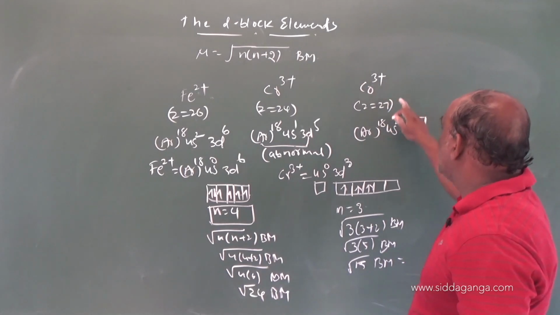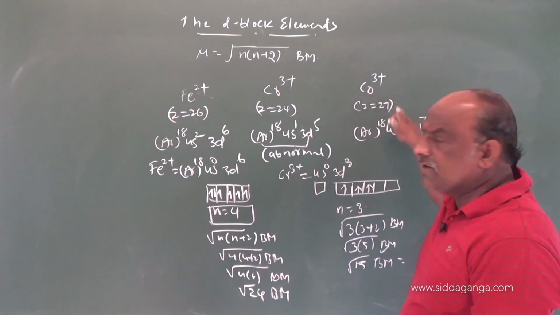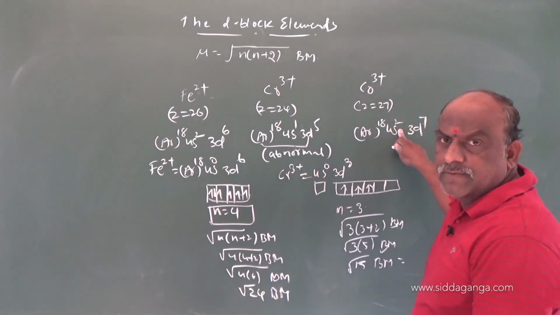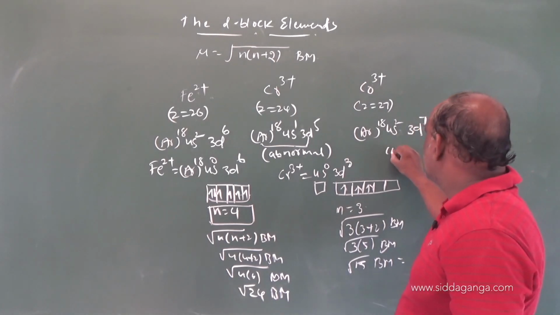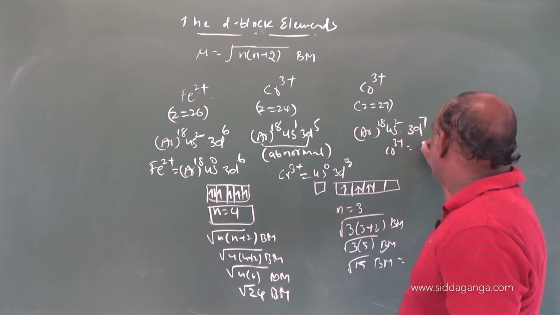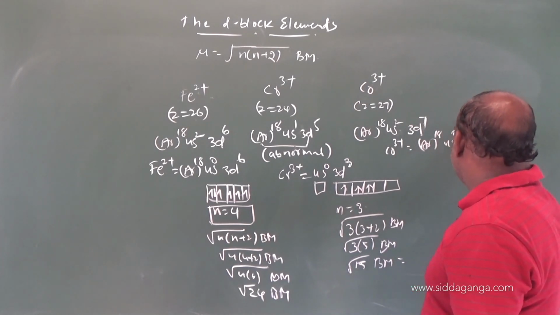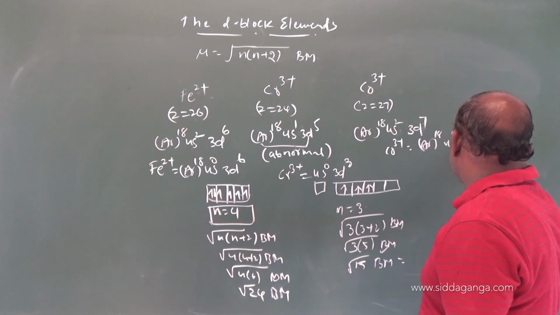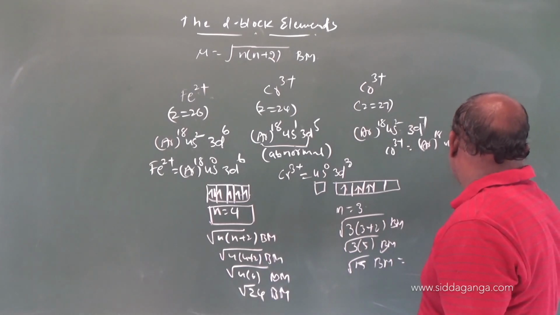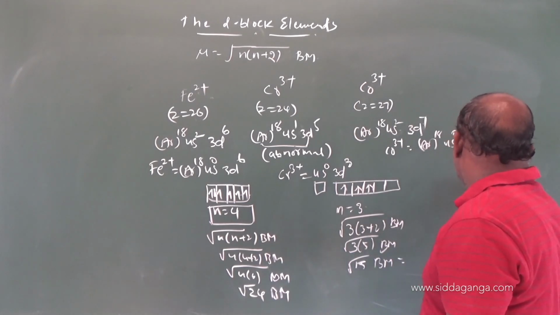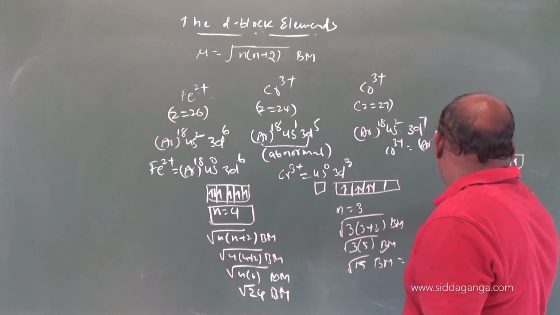Cobalt 3 plus means removal of 3 electrons, 2 from the s orbital and 1 from the d orbital. So cobalt 3 plus is argon 18, 4s0, 3d6. In 3d6, how many unpaired electrons? 4 unpaired electrons.